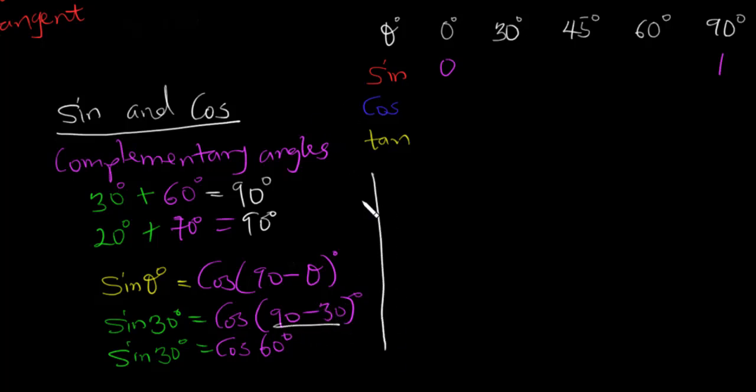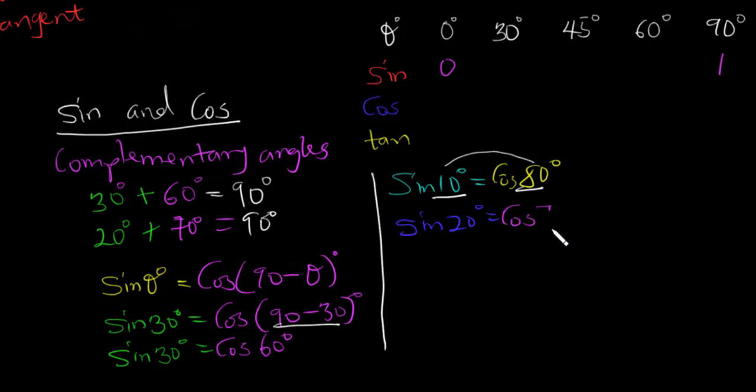So let us look at a few examples before we continue. If I write sine 10 degrees, then this is equal to cos 80 degrees. It is so because 80 plus 10 gives 90, so these two angles are complementary. That is the relation between the sine and the cos. Let me give a few more examples. Sine 20 degrees will be equal to cos 70 degrees, because 70 plus 20 is equal to 90.